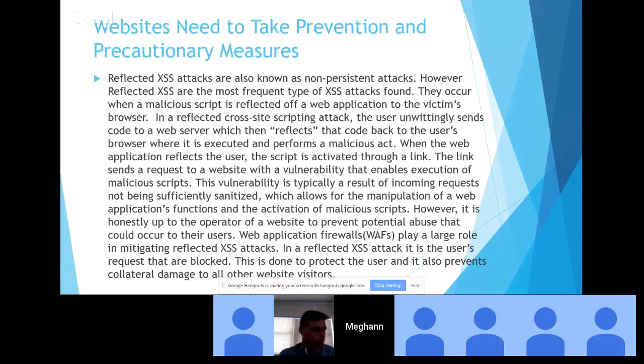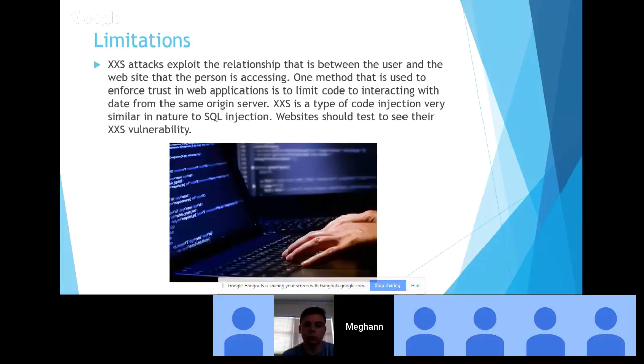A lot of the websites now are taking prevention and precautionary measures, because reflected attacks are also known as non-persistent attacks, and they're the most frequently found because they're easier to do. And what happens is when a cross-site scripting attack happens, unwittingly you send your code to a web server, which then reflects the code back to the user's browser where it's executed, and it performs a malicious act. And you don't know what the person could be doing to your computer. They could completely wipe your hard drive. They could do a lot of different things to your computer. And a lot of firewalls, however, people can't do this.